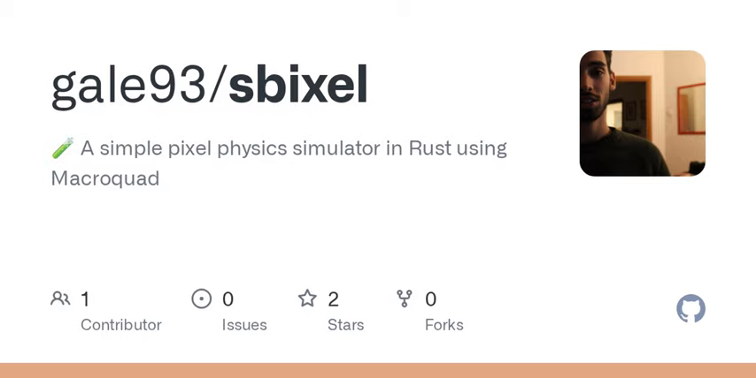Wait, Rust and simplicity in the same sentence? I feel like I've been hearing Rust is really complicated. Exactly. That's what I thought too. But this project shows how approachable it can be, especially for someone learning. That's wild. So what's the core idea behind the simulation?